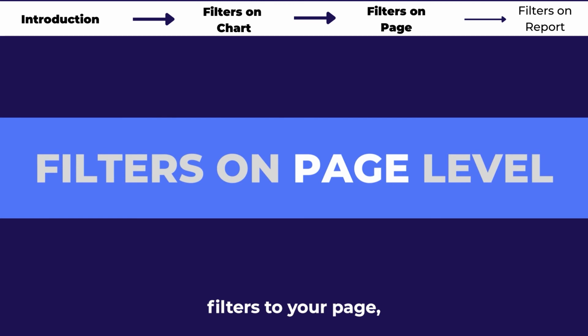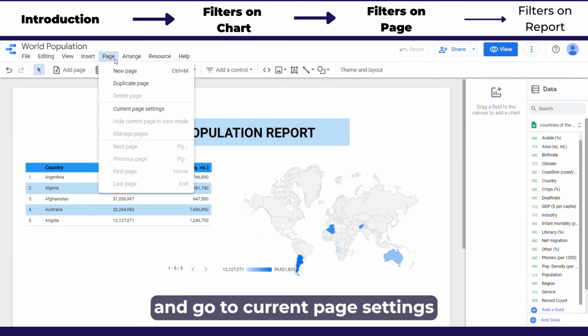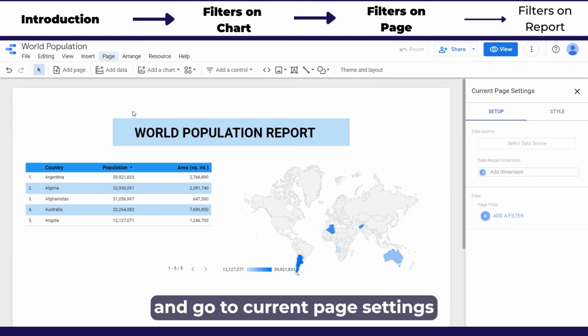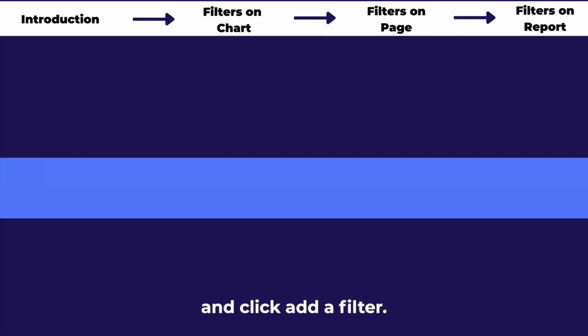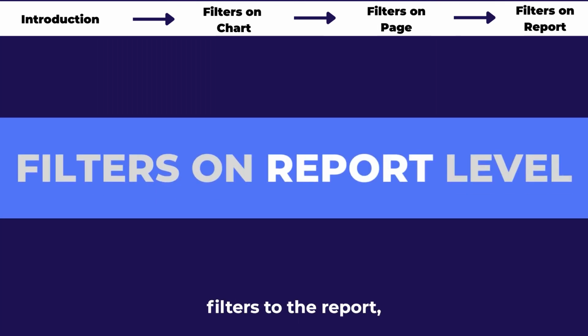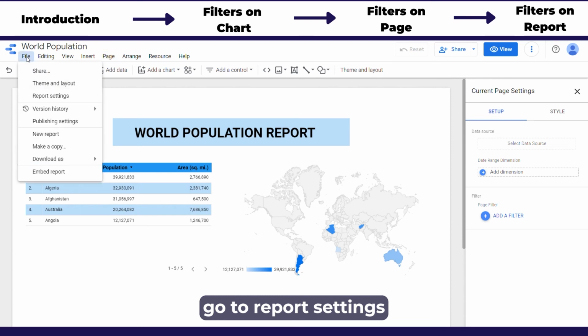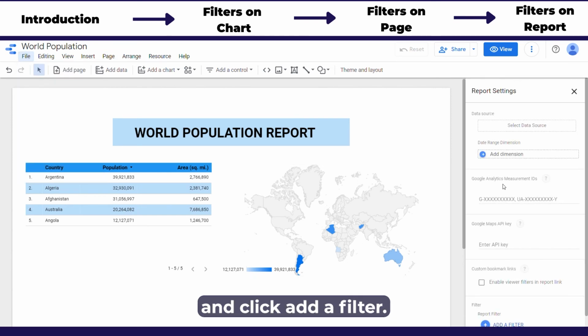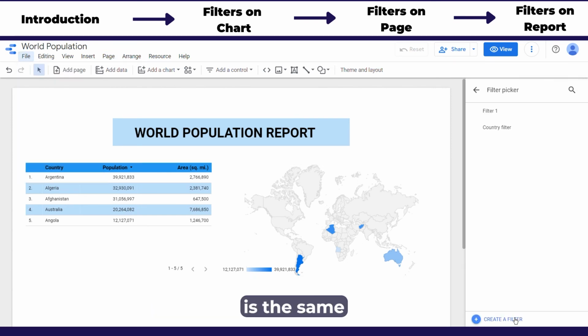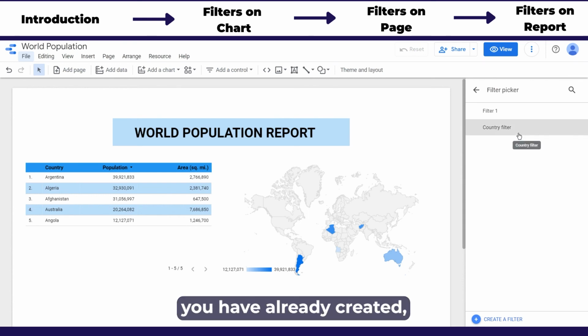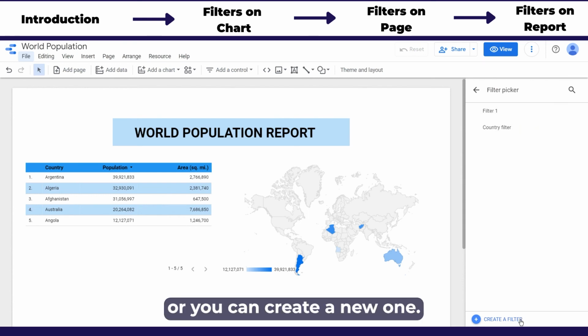To add filters to your page, go to Page menu and go to Current Page Settings and click Add a Filter. Similarly, to add filters to your report, come to File, go to Report Settings and click Add a Filter. The procedure of adding filters is the same. You can choose from the ones you have already created, or you can create a new one.